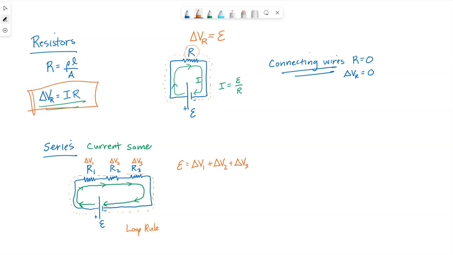Right? Delta V is equal to IR. So delta V1 would be I times R1. Delta V2 would be I times R2. Delta V3 would be I times R3. What would we put in for the battery, though?